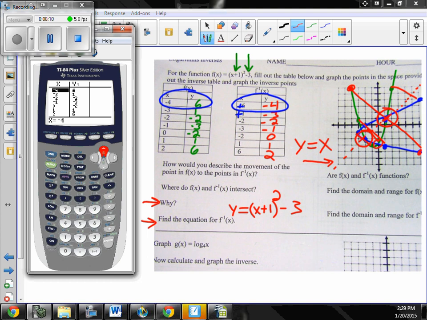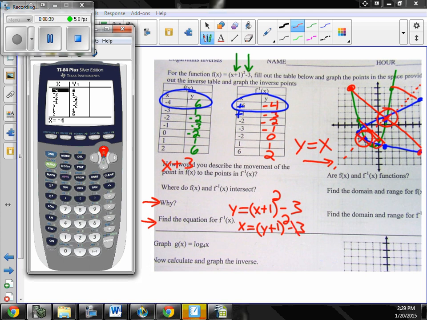Just switch the x and y in the equation. So x equals (y plus 1) squared minus 3. Now the trouble is it's not in function form, so we have to solve for y. So what would you do? So x plus 3, and then, well, equals, we're smart, so we're just going to skip some steps.